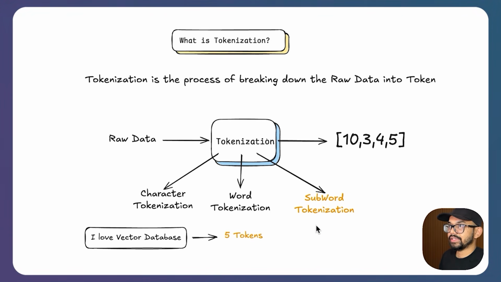So I hope you understand these three types of tokenization. First, we have character tokenization, which is based on characters.